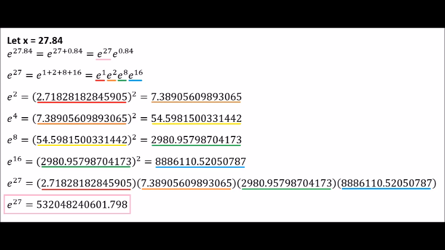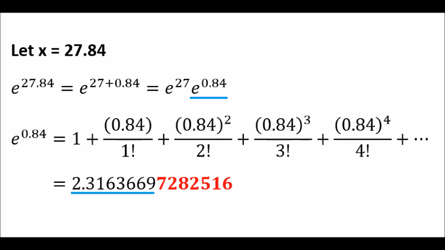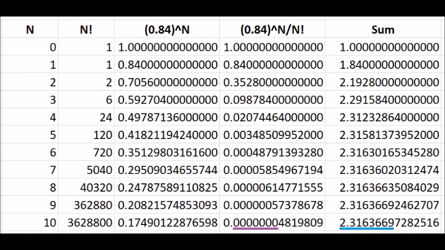The answer is boxed in pink. Notice how large it is. Even though the base e is not a big number, about 2.7, exponential growth has made the answer very large. Now we can plug 0.84 into the Taylor series. The answer is underlined in blue, with uncertain digits in red. Here is the spreadsheet of that.